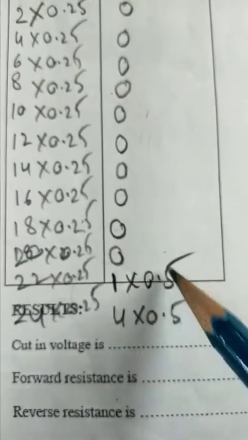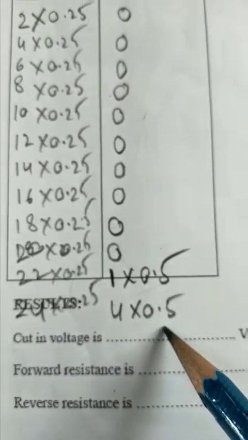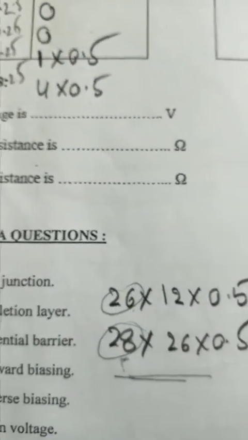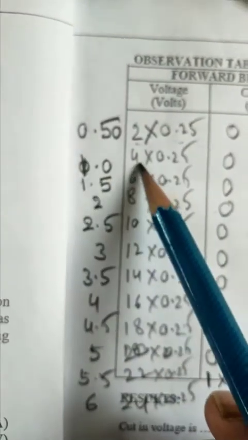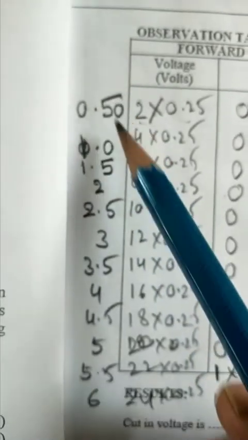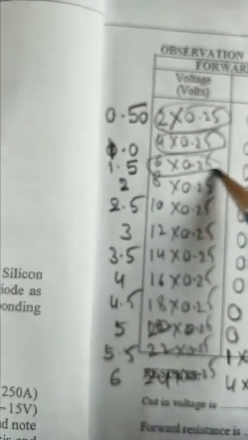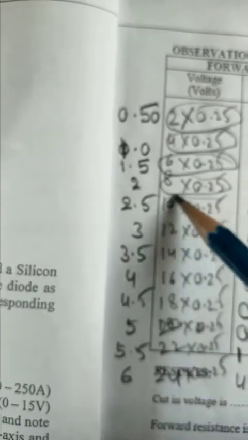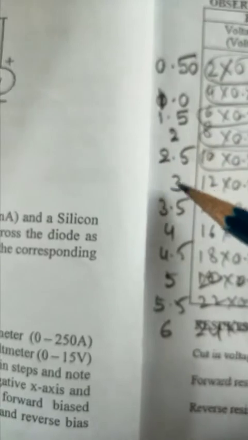So keep it here, erase this value and keep it here, 0.5, 4 into 0.5, that value you have to place out here. Similarly for 12 into 0.5, 26 into 0.5, that value you have to place out here. I'll calculate and I'll show you those values. Now I calculated the values here. 2 into 0.25 is 0.5, 4 into 0.25 is 1. What is the meaning? 0.5 is increasing every time. This total value is 0.5, this total value is 1, this total value is 1.5, this total value is 2, this total value is 2.5. Now every time I am going to increase 0.5, 0.5, 0.5.